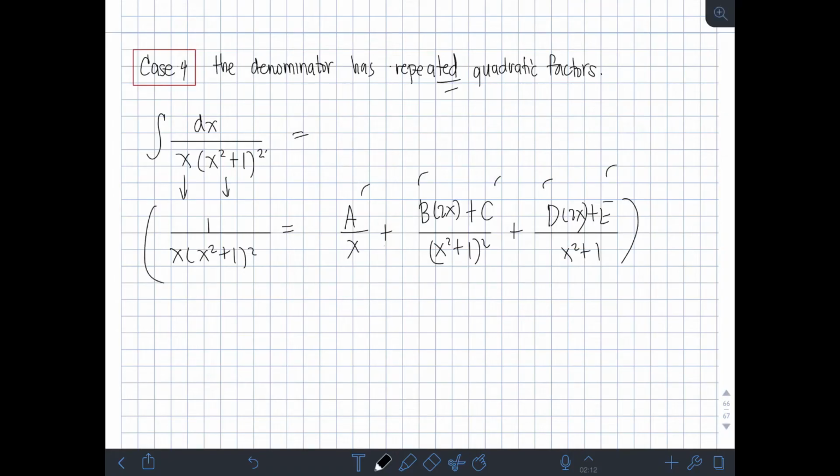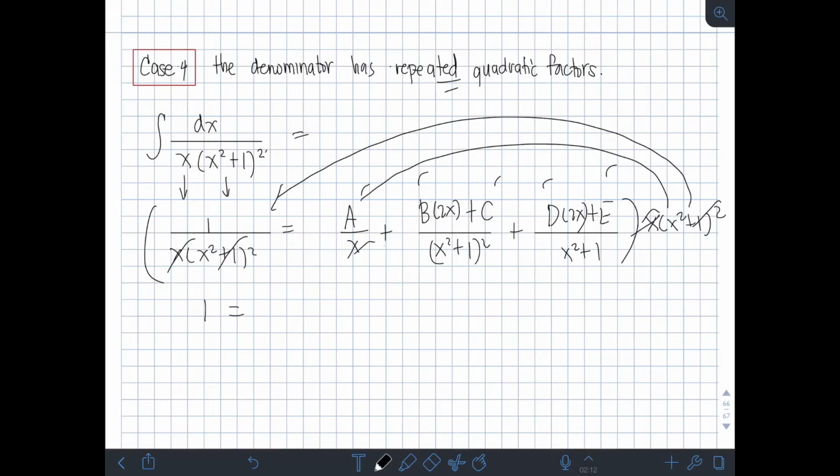Okay? So, multiply natin by the LCD na x times x squared plus 1 quantity squared. So, distribute ko dito. Cancel lahat. Matitira is 1. Equals, distribute ko sa A. Cancel si x, matitira is A times x squared plus 1 quantity squared.